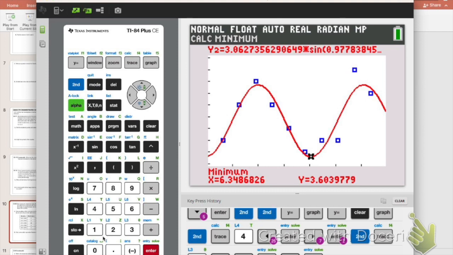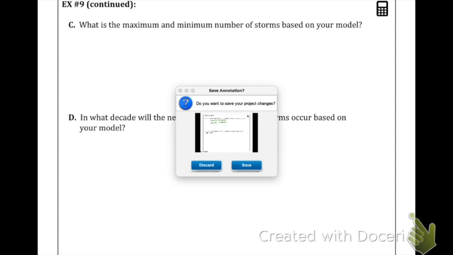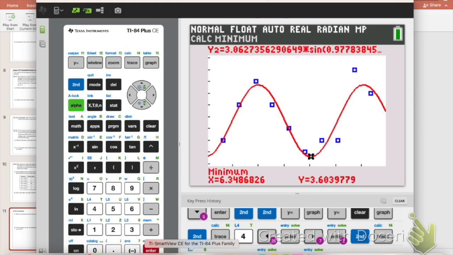So for part C, our maximum number of storms, let's say, is about 10, and our minimum number of storms is about 4. Part D, in what decade will the next maximum number of storms occur based on your model? Do you guys need me to write this? So we said our maximum was about 10 storms. Our minimum was about 4 storms. And then we're looking for, will the maximum number of storms occur based on the model? Put it on here. Okay, I got it.